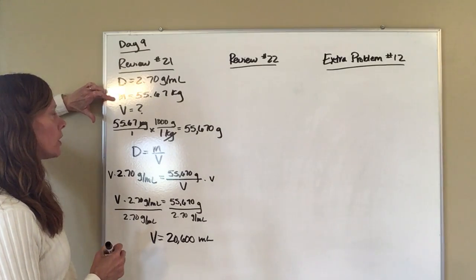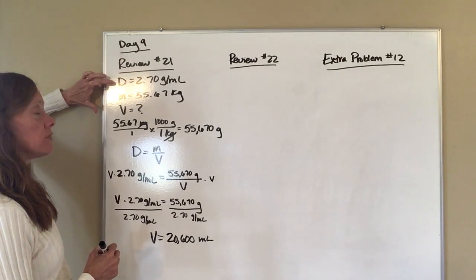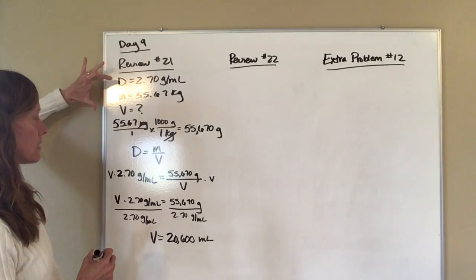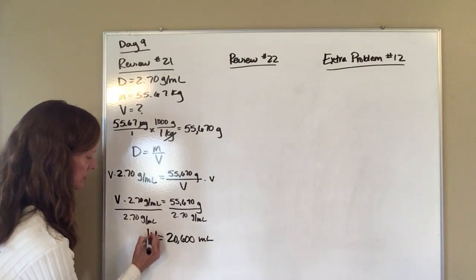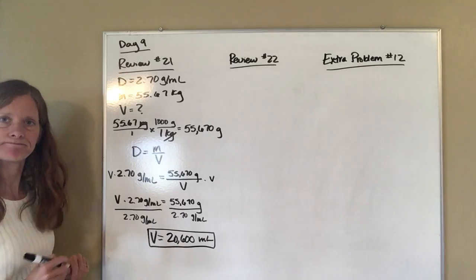You'll notice that I had three significant figures in the density measurement. I had 4 in the mass, so since I had 3 here and 4 here, we'll need 3 in the answer because that's the least amount. And so 20,600 does have 3 significant figures in it. Okay.